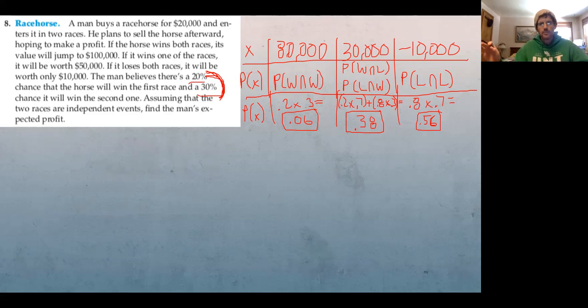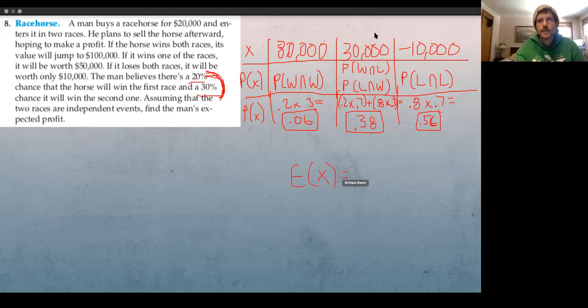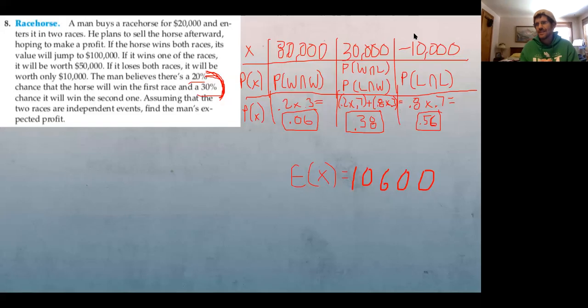All right, so at this point, that's the hard part of this problem. You can figure out the expected profit. Let's just do that real quick, and I will put that right here. Someone can write that in when they get it. $10,600. That's your expected profit.